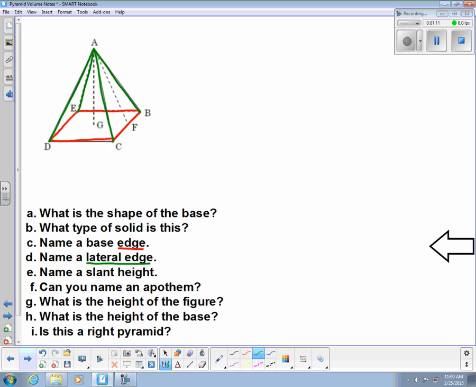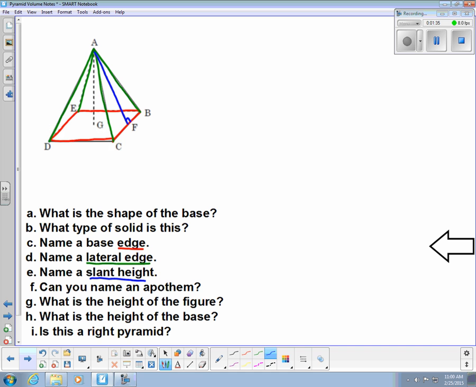Okay, and it says name a slant height. Now a slant height is the height of one of the triangle faces for the pyramid. So this is the slant height. It always forms a right angle with the base edge as long as it's a right prism or right pyramid. Okay, and that one was in blue.